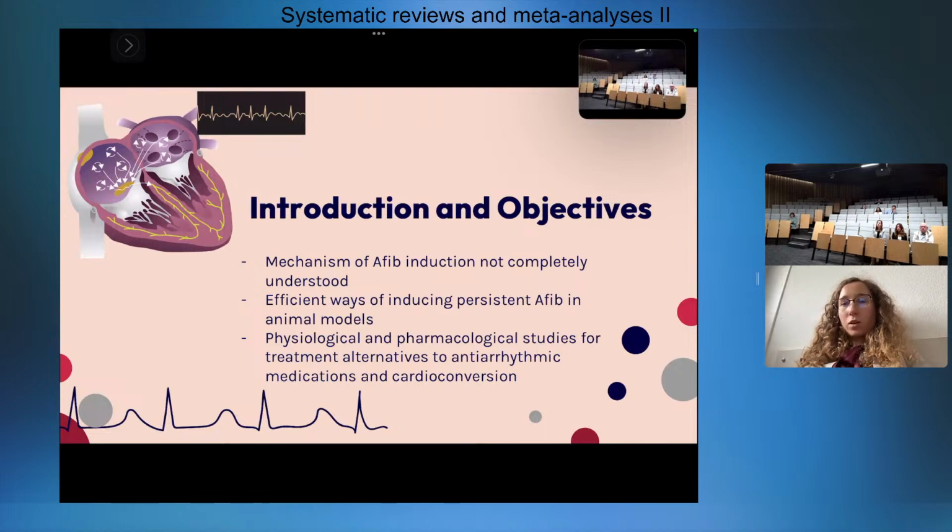Atrial fibrillation is one of the most frequent arrhythmias that appears in humans, with up to 33% in the last 20 years. Its mechanism is not fully understood. It can rely on macroreentrant circuits due to fibrosis or overstimulation. But in order to find better treatments than cardioversion and the present antiarrhythmic medication that are used, there is a need for atrial fibrillation animal models for conducting experiments.